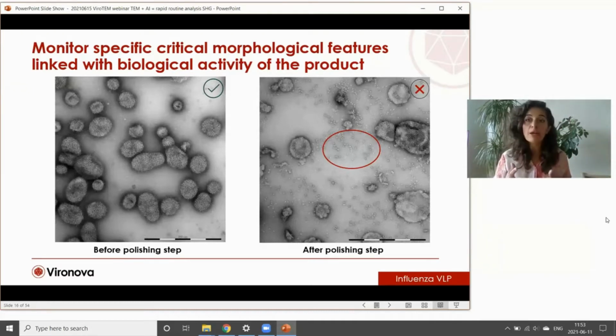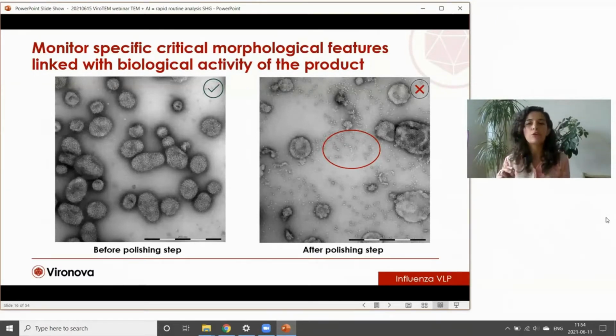However, after the polishing step, you lost these spikes. You can see them in the sample, they're not actually on the particles themselves. It's almost like they've been shaved off the particles, clearly showing that the polishing step is affecting the biological activity of your product, basically giving it a shave and taking off all of the spikes. And I think to see this visually, even for someone who's not used to looking at TEM images, you can clearly see something here is not right.